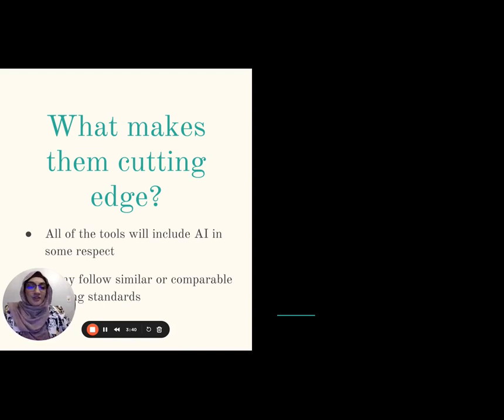The characteristic that makes these tools that I'll be discussing cutting edge is mostly attributed to the fact that they involve artificial intelligence to some degree. Whether they are completely AI or they feature AI, that is the selling point in these assessment tools. But also they follow similar or comparable assessment standards or scoring standards so that we can see some type of uniformity in data if the assessment tools are using similar scoring standards.